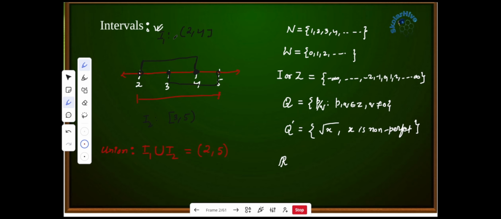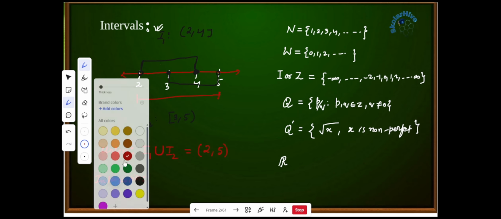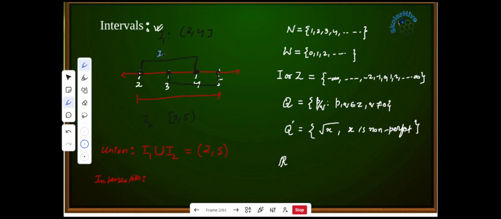So the union of the intervals (2, 4) and (3, 5) is the interval (2, 5), where both 2 and 5 are open. But if we talk about the intersection of these two, then the intersection is nothing but what is common to both intervals. Interval I1 is from 2 to 4 and interval I2 is from 3 to 5. So we have this region which is common to both, and you can find that 3 is included and 4 is also included.